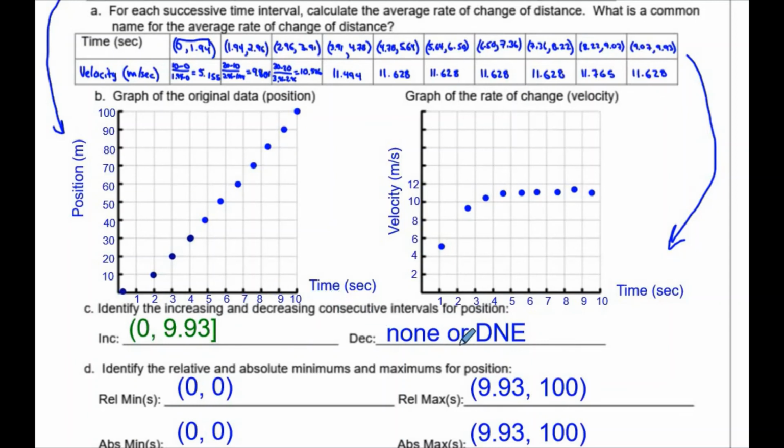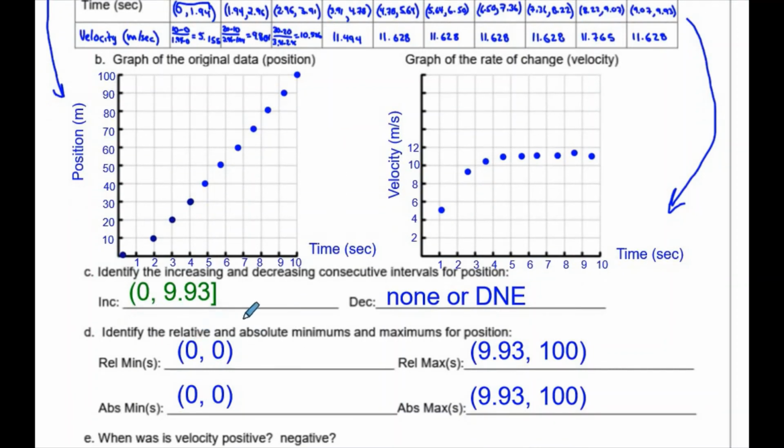Okay, so where is he decreasing? None or does not exist. The AP and standardized testing do allow DNE for does not exist. You can't say nowhere or nothing. So none or does not exist. He's never decreasing his position.